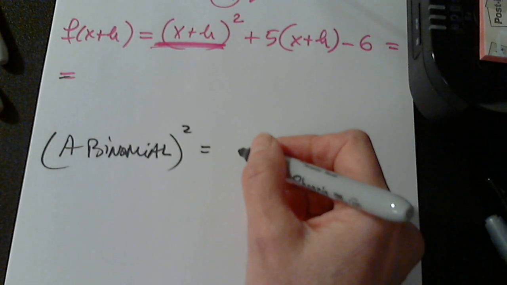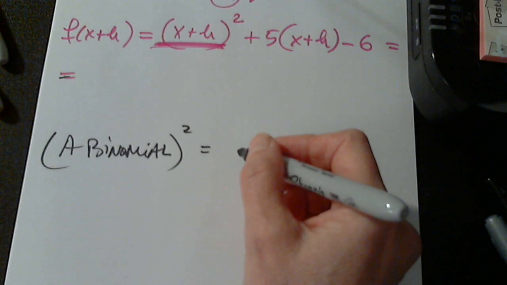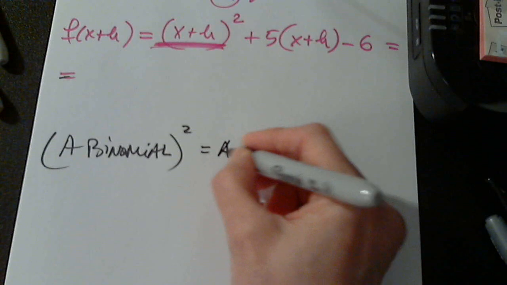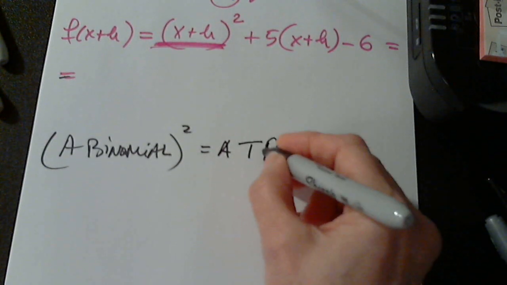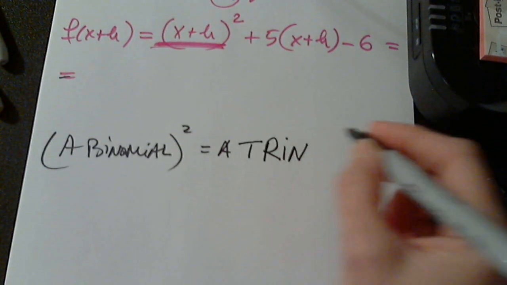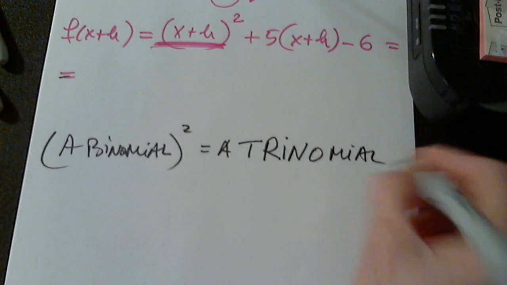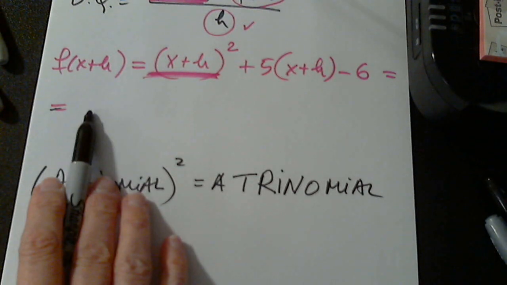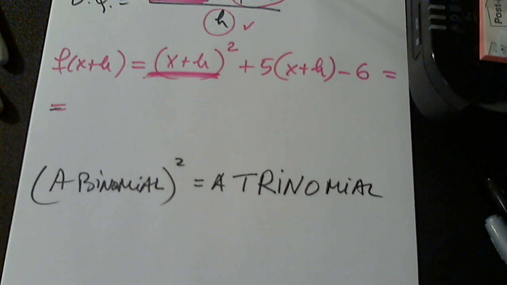Anyone? Anyone remembers a binomial squared is a squared plus 2ab plus b squared, a trinomial? Good. So coming back to x plus h squared. We wanted to refresh our memory. A binomial squared is a trinomial.